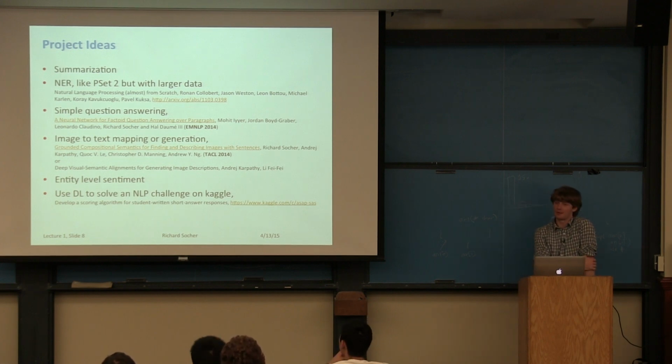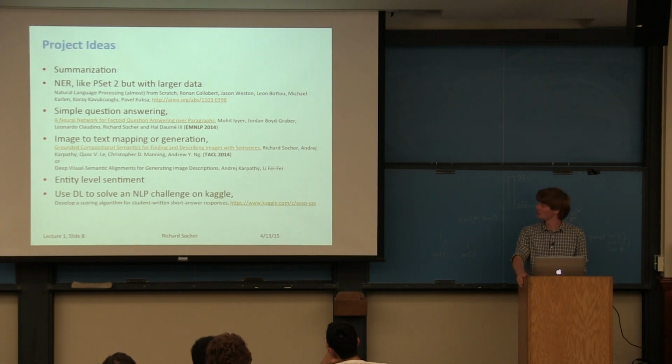So here are a couple, and those are by no means exclusive or exhaustive. I mean, your imagination is the only thing that should hold you back here. So some simple things: summarization. Named entity recognition is something that we covered a lot. So you could just try to extend that to more different classes. Try a couple of different models, different hyperparameters, different data sets, and see what you can do.